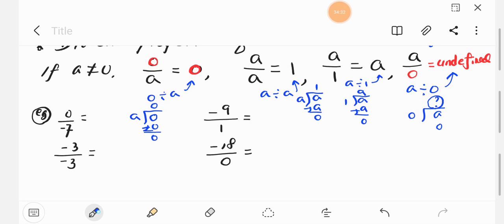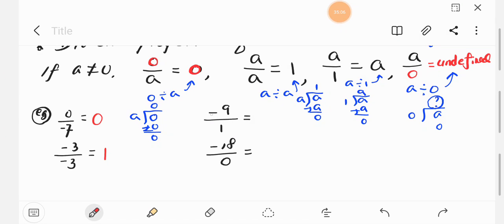So let's try an example. What is 0 divided by negative 7? The numerator is 0, so the result is 0. Okay, the next one, negative 3 divided by negative 3. They have the same number, so the result is 1. You can cancel out negative 3, so the result is 1. Or negative 3 times 1 is negative 3.